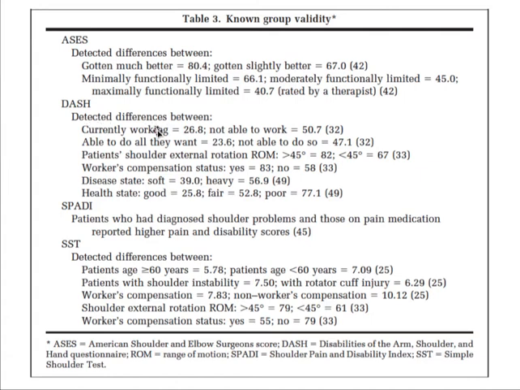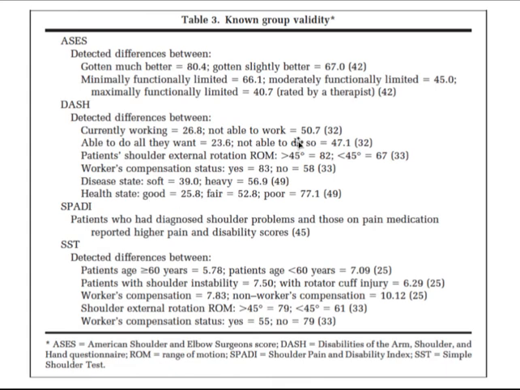So it was able to detect differences in people who are currently working and not working. And we can see the range of values. So the people who are not working had scores that were much higher, almost twice as high as those currently working. And where low is better on the DASH, a low score. And then we had people who were able to do what they wanted to do, had much lower scores than people that weren't able.